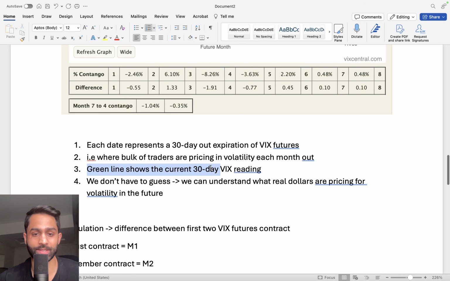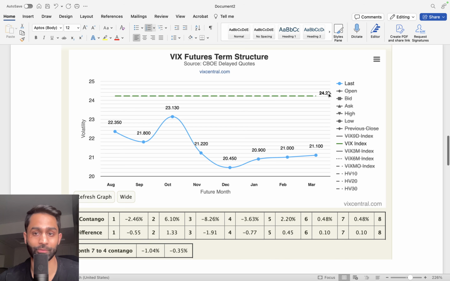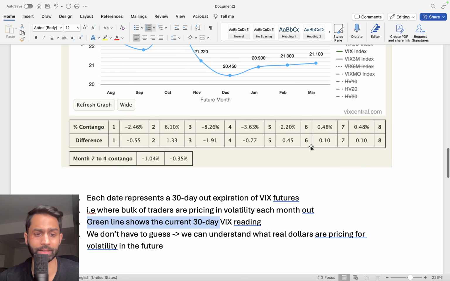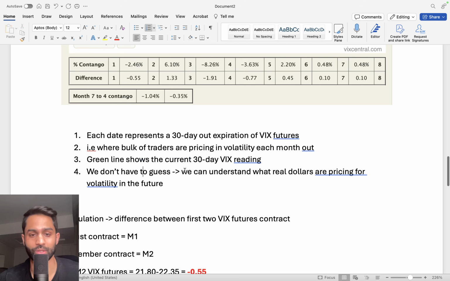And the green line shows us the current 30-day VIX reading, which is the current volatility here at 24. That's the current VIX reading. So if you come down, we don't have to guess, right? We can understand what real dollars are pricing in for volatility in the future.